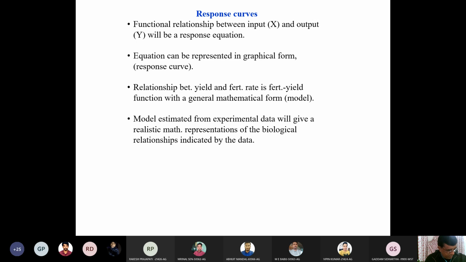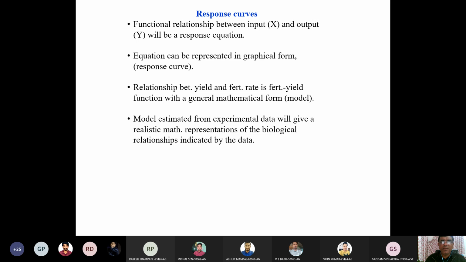Now, let us see what is a response curve. The functional relationship between input and output will be a response equation. So this is very simple. I already told you what production functions are. Actually, production functions are response functions. Here, response means if you make a change in the independent variable, if you make some change in the input, how much change is there in the output. Such a relationship can be shown by an equation, and that equation is the response curve.